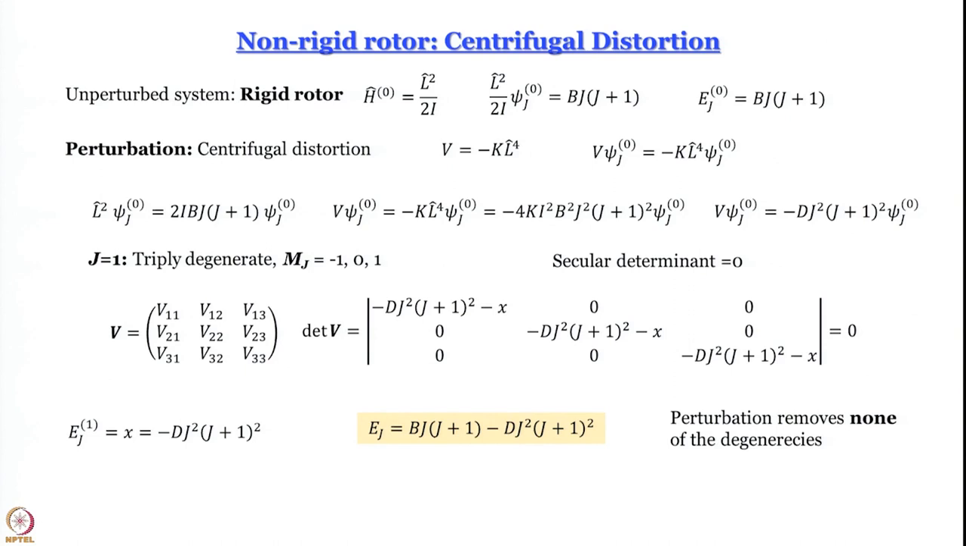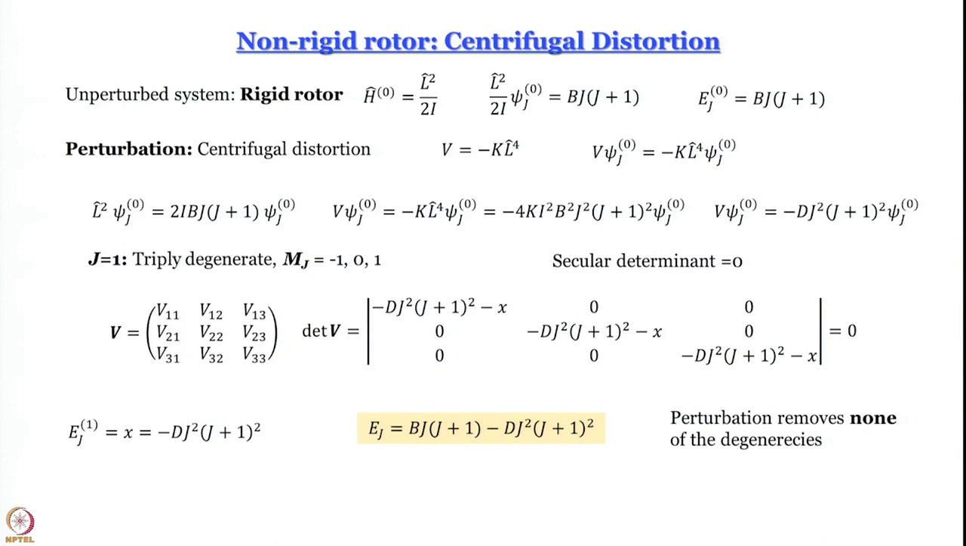So, this is a case where perturbation removes none of the degeneracies. Whatever degeneracy was there will remain, right. We have demonstrated this with this j equal to 1 state, which is triply degenerate. So, what we see is that energies will go up, but a term in M is not coming in. Okay. So, all the three M sub levels have gone up by the same amount. This is an example of perturbation theoretical treatment of degenerate systems, where degeneracy is not lifted at all, but do not think there is no effect. The energy is changing. Energy of each j level is decreased by d j square into j plus 1 whole square. Okay. So much for our non-rigid rotor.